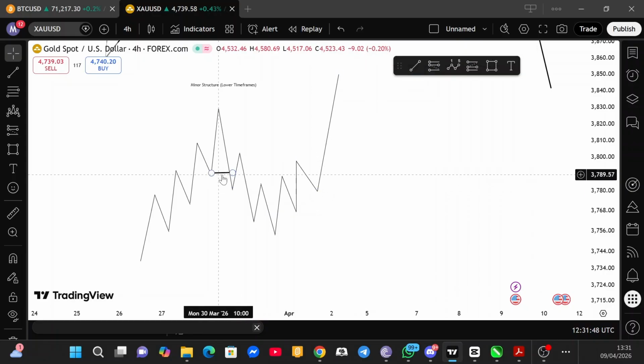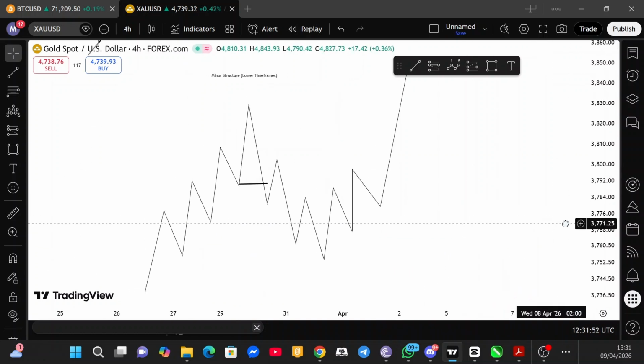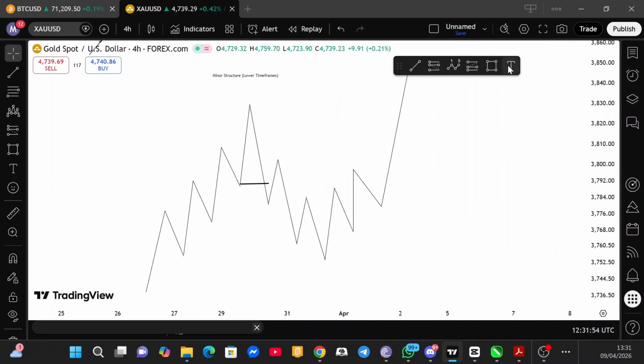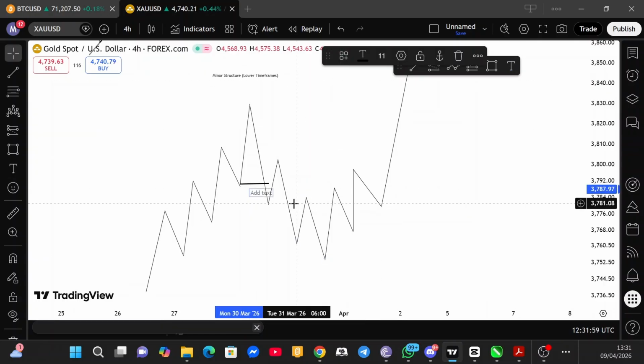Now since the market has broken our previous low, this can be an indication that the market wants to shift from an uptrend to a downtrend. Now this point is what we call our MSS.